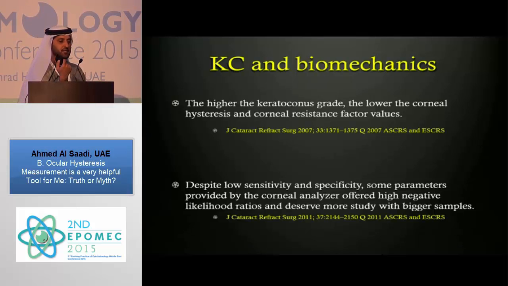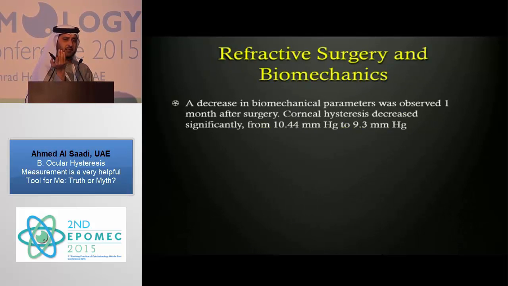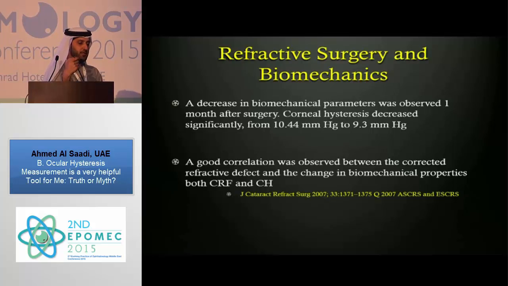Refractive surgery, it was shown that your readings will go down after refractive surgery, to around 9 and 10. It's lower than normal, because the normal is usually 10.5 and above. So these changes are there, and people are observing more and more. There is a good relation between the corrected refractive defect and the change in biomechanics. So the more you remove from your cornea, obviously the tensile strength of the cornea will go down, and this explains it very well. If you remove 5 diopters, it's different from removing 1 diopter or 2 diopters.